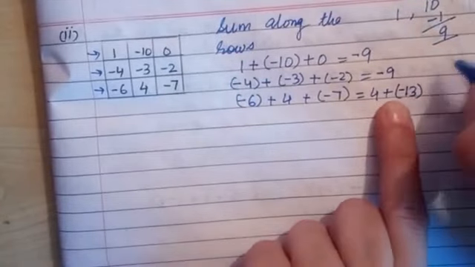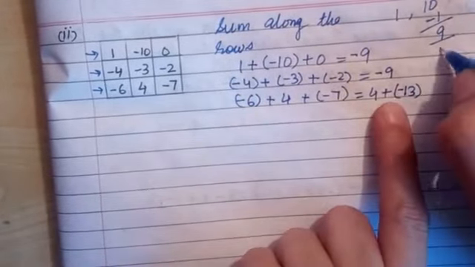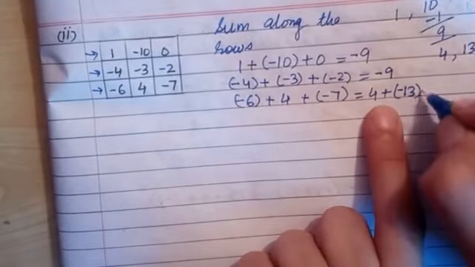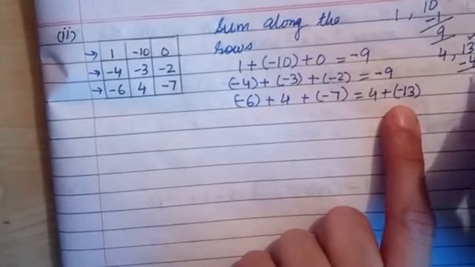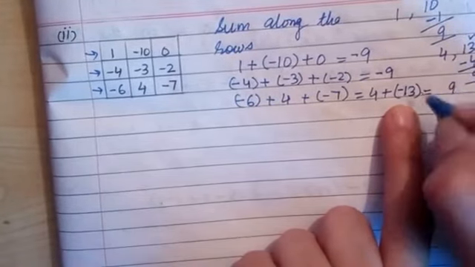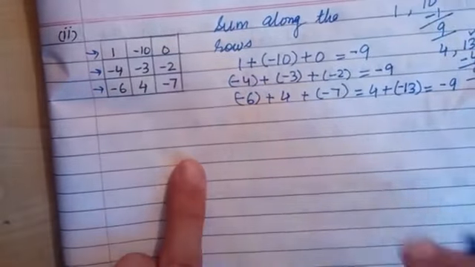Here 4, when different signs are there, this is plus, this is minus. Here 4 and 13. First we are ignoring the signs. Look for the greater, subtract the smaller, and put the sign of the greater number. Greater number is 13, so here minus sign.